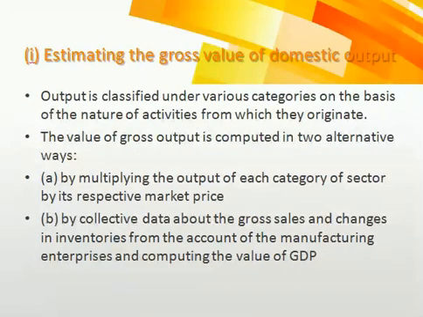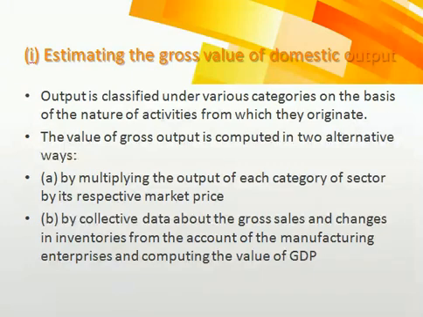First is estimating the gross value of domestic product. In this step, the output is classified under various categories on the basis of the nature of the activities from which they originate. Okay, for example, agricultural activity will be segregated, the manufacturing activity will be segregated, the services activity will be segregated, and in that also many classifications will be done. And after classifying all these, the value of gross output is computed in two alternative ways. First is by multiplying the output of each category of sector by its respective market price.